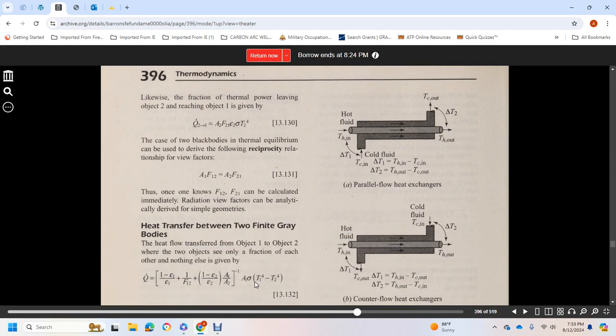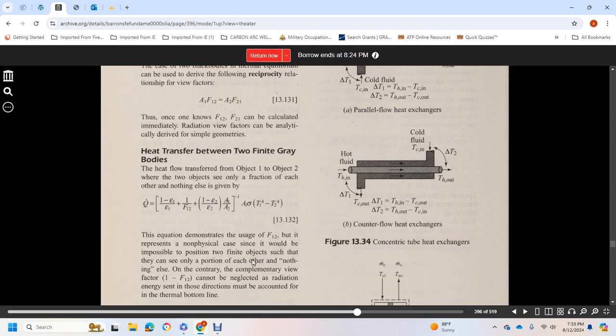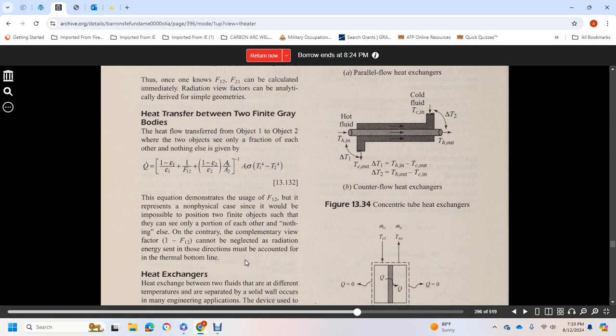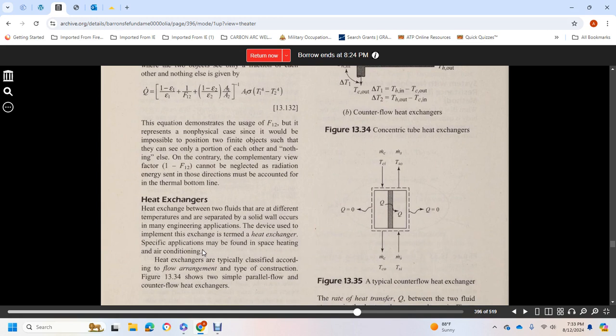Heat transfer between two finite gray bodies. Heat flow is transferred from object 1 to object 2, but the two objects see only a fraction of each other, nothing else. The equation demonstrates the use of F12, but it represents a non-physical case. It would be impossible to position two finite objects such that they could see only each other and nothing else. On the contrary, the complementary view factor, 1 minus F12, cannot be neglected. Radiation energy sent in those directions must be accounted for in the thermal bottom line.